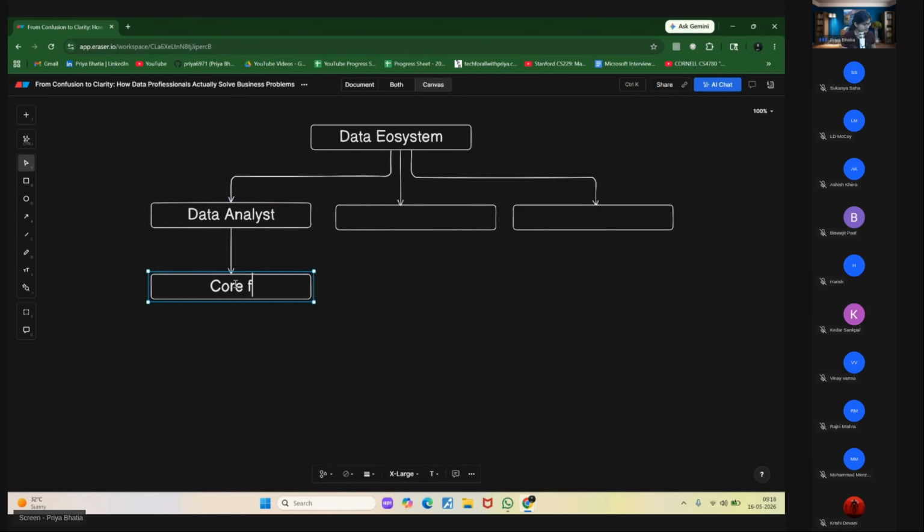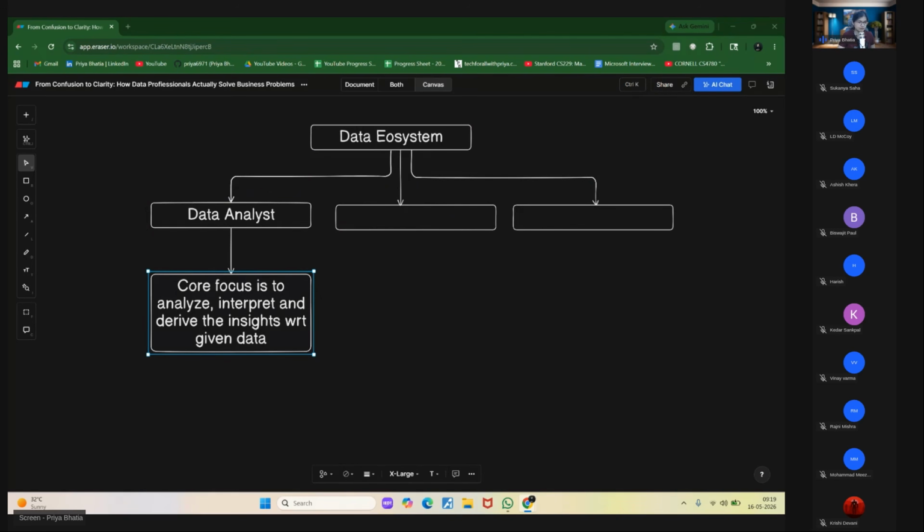The core focus is to analyze, interpret, and derive the insights with respect to the given data set or given data. So that's the core role when we talk about data analyst people. If you meet any of the DA people, you will observe that this is the main job role which they are doing in their daily work.